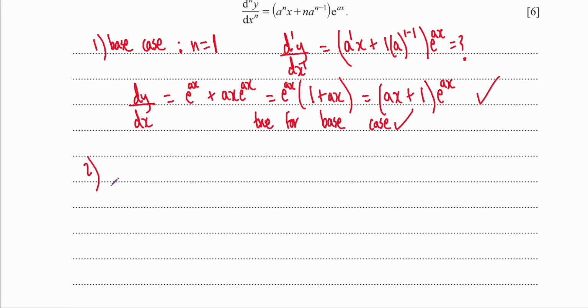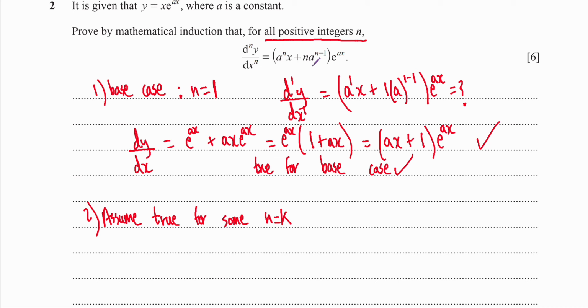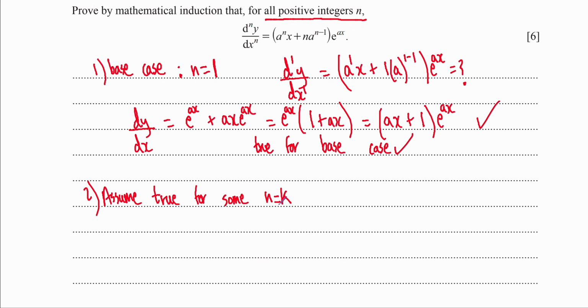Now, this is the assumption. So assume true for some n equals k. So we're going to assume that some kth derivative is given by this formula. You can see how useful this actually is if this is true. That means you can find any derivative you want of this. I can find the 50th derivative of this by just putting n equals 50 in this formula. In our case, the 50th derivative, well, we'll look at it at the end, if I remember. So assume true for some n equals k.